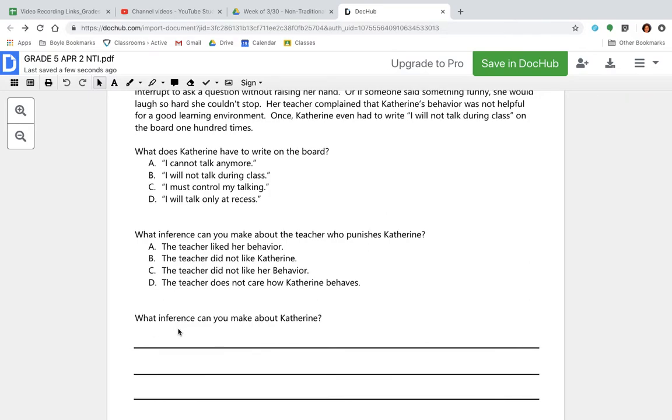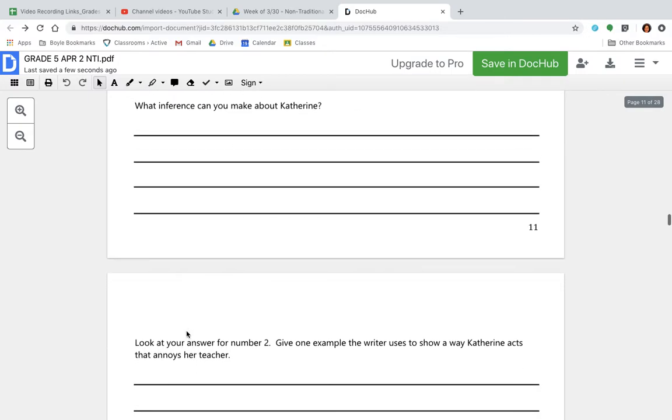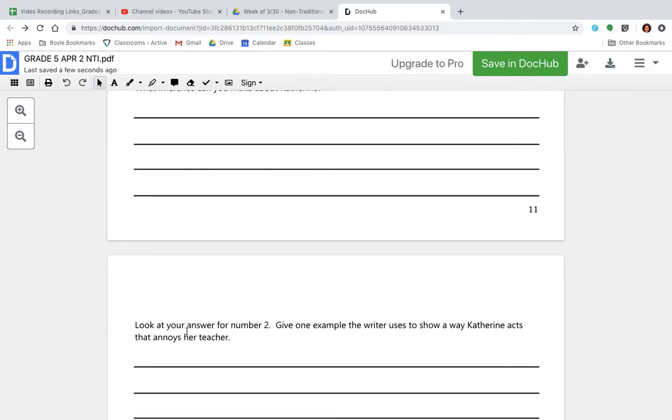What inference can you make about Catherine? Look at your answer for number 2. Give one example the writer uses to show a way Catherine acts that annoys her teacher.